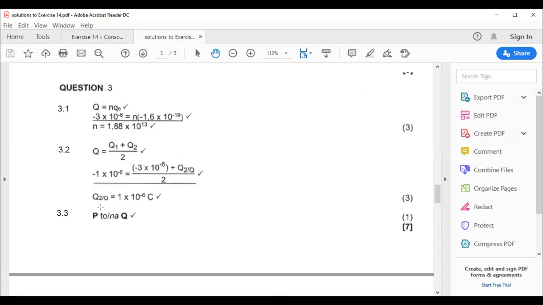It's not Q2 divided by Q, so don't make a mistake here. Q2 is equal to 1 multiplied by 10 to the power -6. So this is the original charge that was on Q2 before they combined, and then they shared the electrons, then they repelled one another.